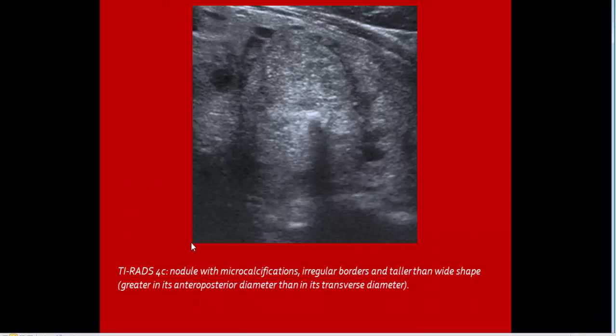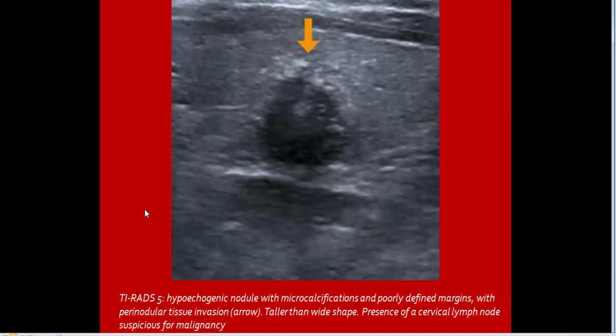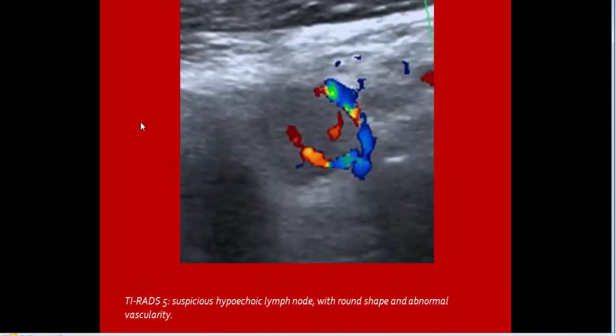TI-RADS 4C nodule with microcalcification, irregular borders, taller than wide shape, with its anteroposterior diameter greater than its transverse diameter. TI-RADS 4C hypoechoic nodule with irregular margins, taller than wide shape. TI-RADS 5 hypoechoic nodule with microcalcification, poorly defined margins, perinodular tissue invasion, taller than wide, presence of cervical lymph node, highly suspicious of malignancy. TI-RADS 5. TI-RADS 5 suspicious hypoechoic nodule with round shape and abnormal vascularity.